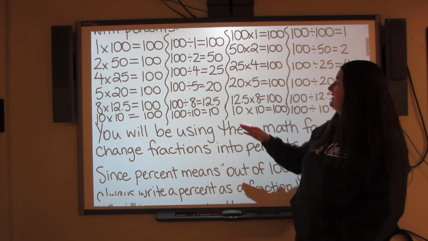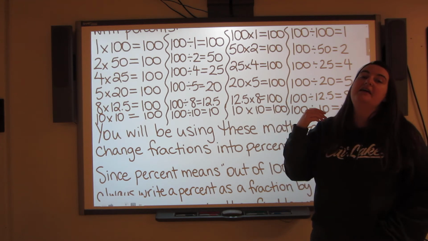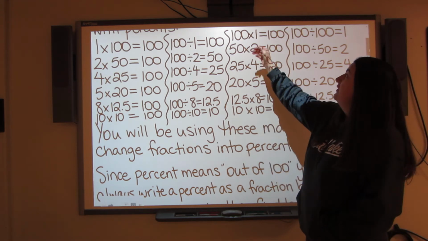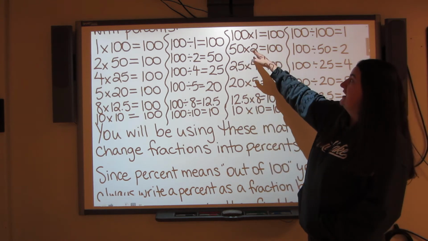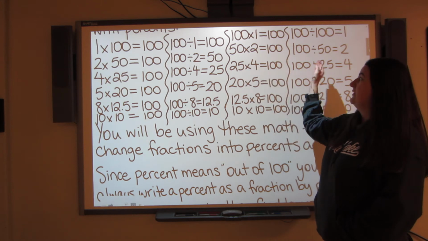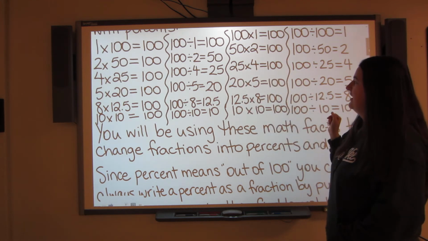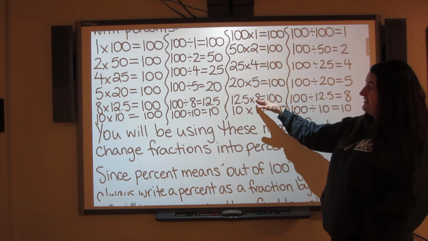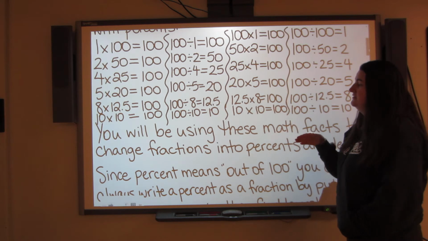And then you can write it the opposite way. You can flip the numbers around, and they are still true. 100 times 1 is still 100. 50 times 2 is 100. 25 times 4 is 100. 20 times 5 is 100. 12.5 times 8 is 100. And 10 times 10 is 100.